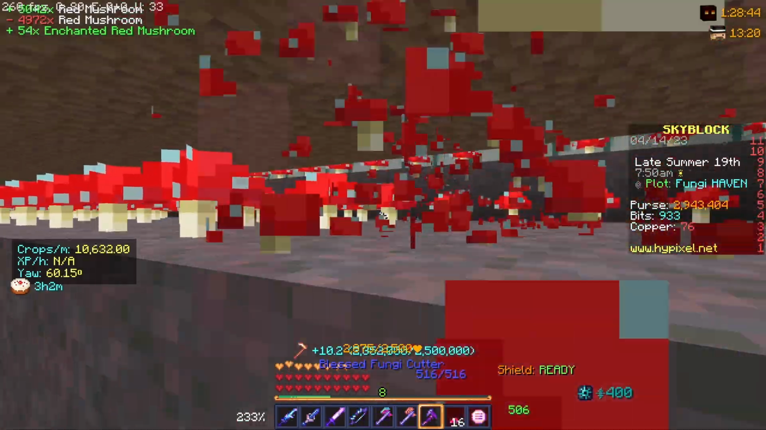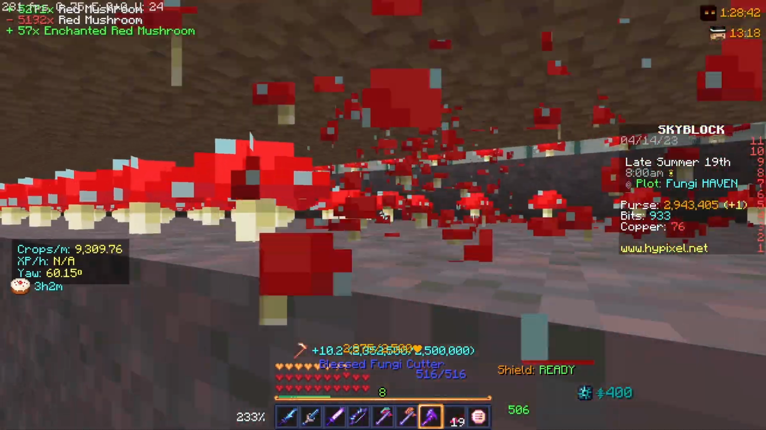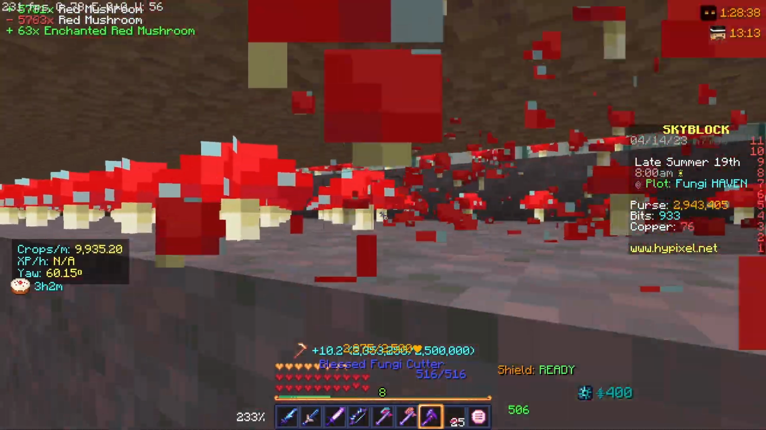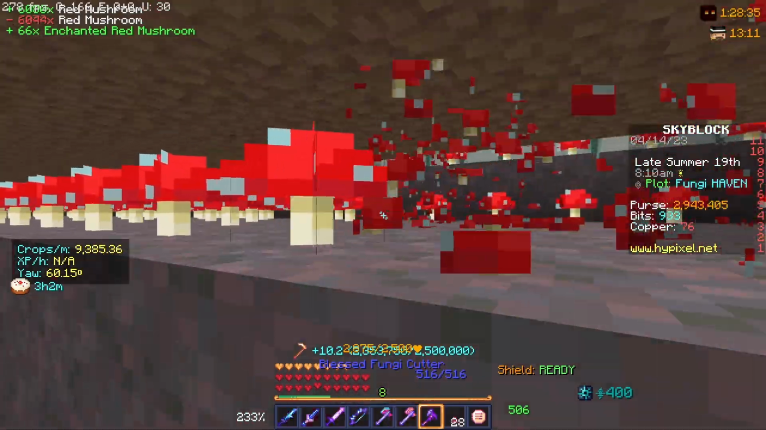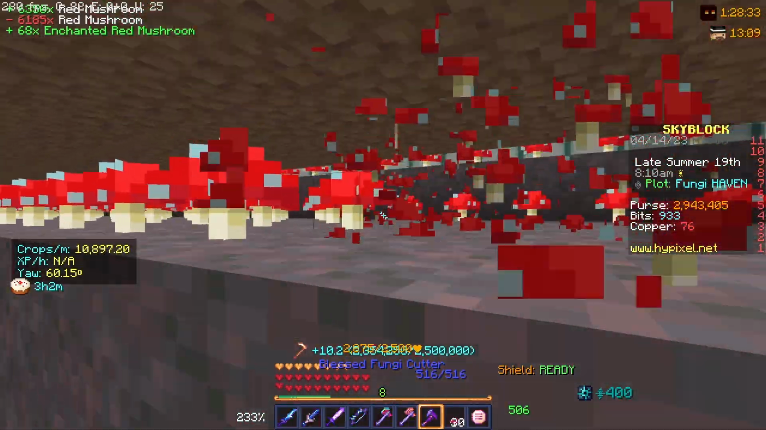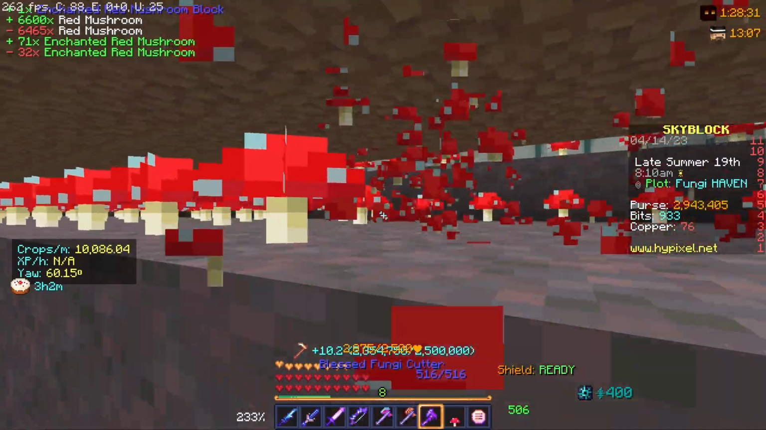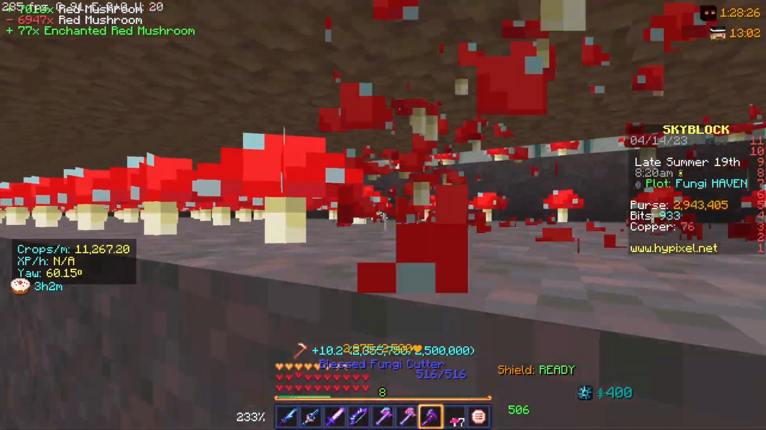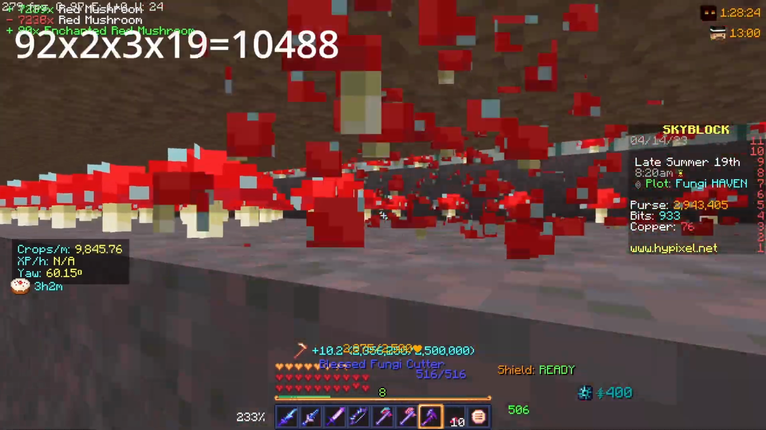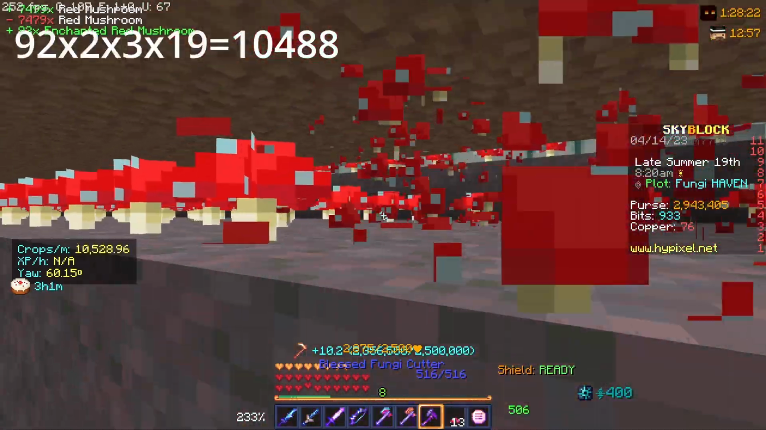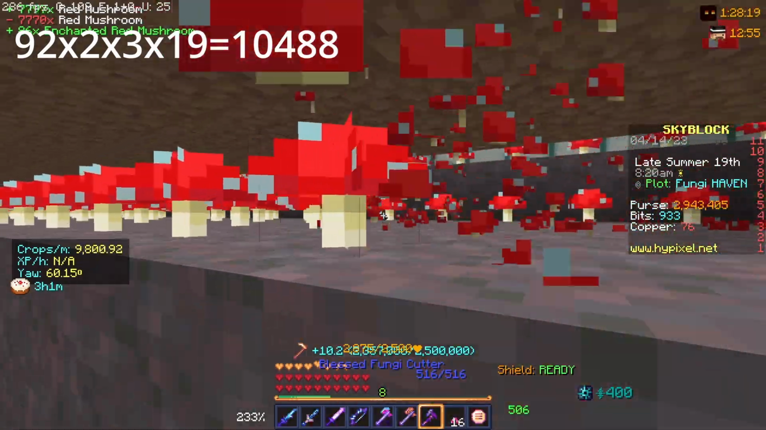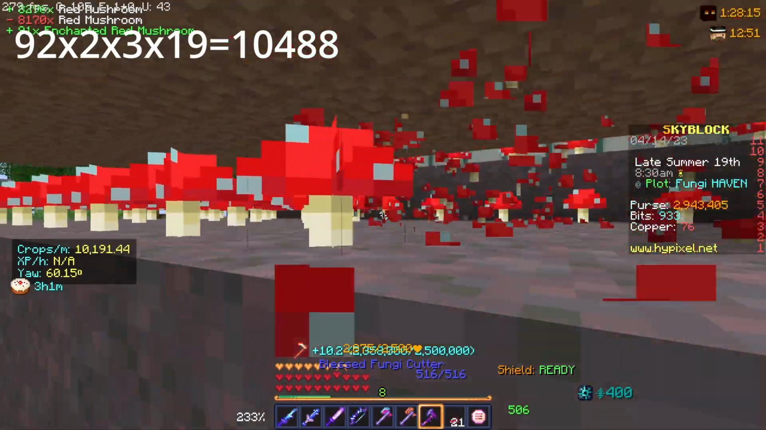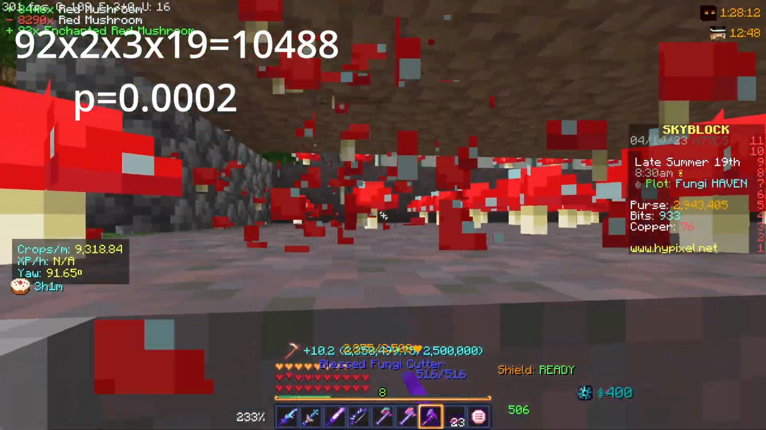My melon farm is 2 plots with 19 rows, times 2 for 2 melons per row, times 3 because it has 3 layers, and then times 92, which is 92 blocks per row. This gives us a total of 10,488 melons broken.